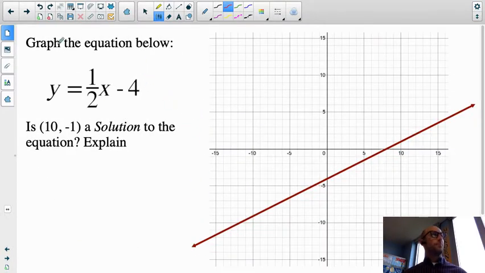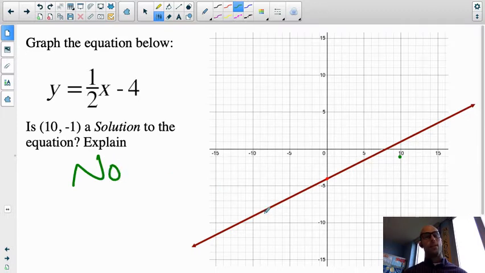So here's another one. Graph this equation below. Already done for us. I'm saving us some time by doing this ahead of time. Intercept at -4 and slope of 1/2. So let's see, up 1 over 2, up 1 over 2, up 1 over 2. Is (10, -1) a solution to the equation? Well, let's see, 10, -1. That's down there. That's not on my line. So no, that is not.